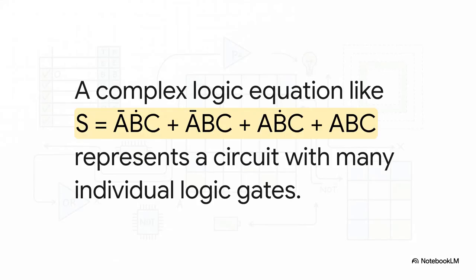Okay, take a look at this. This is a Boolean equation. It looks intimidating, I know, but it's really just a sentence that describes how a digital circuit is wired up. Each part represents a tiny building block called a logic gate. So yeah, this equation describes a pretty big, complex circuit. This is our starting point.